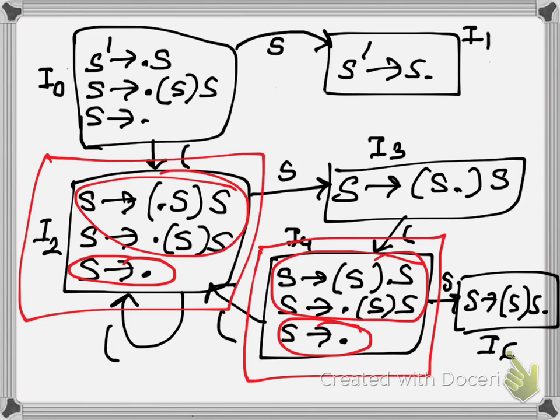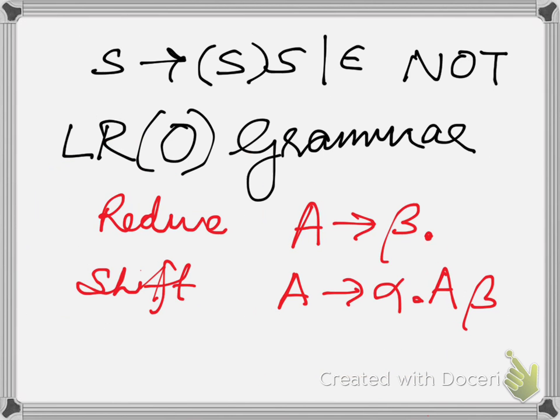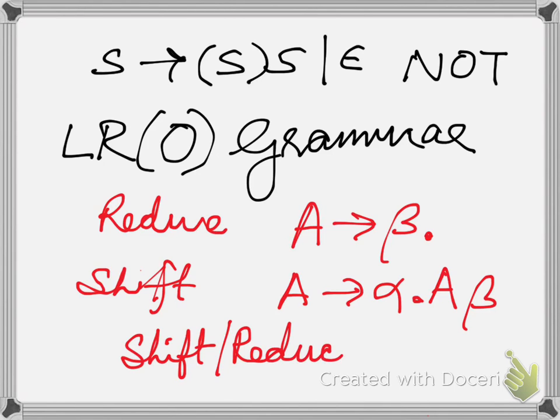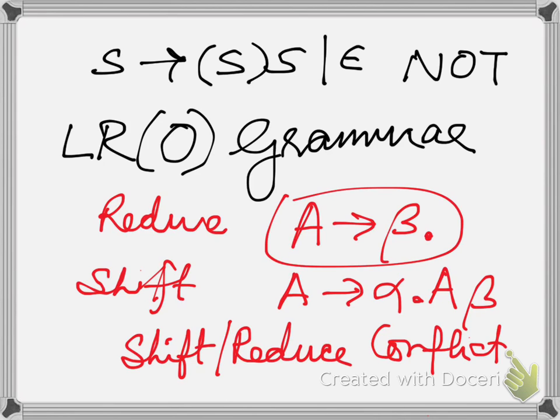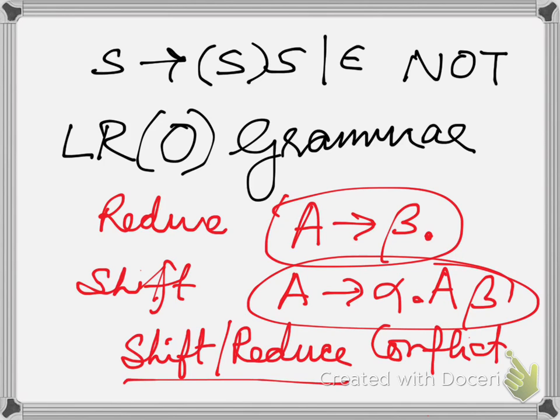So when you have something like this, in state 4 or in state 2, you cannot decide whether you have to do a shift or a reduce. So you get a conflict, which is known as a shift reduce conflict. A shift reduce conflict will occur when, in one state, you have one item like this and another item something like this.